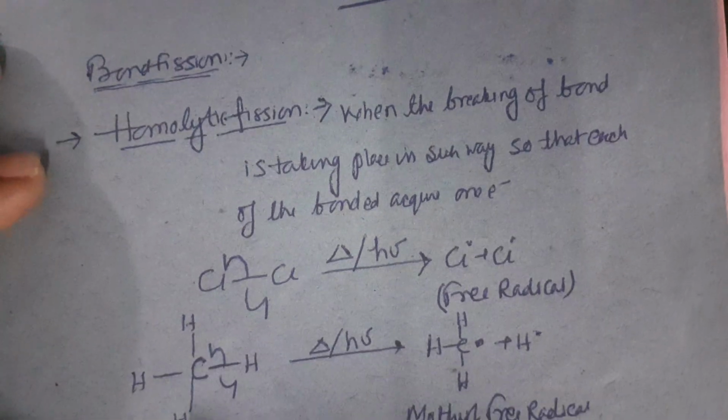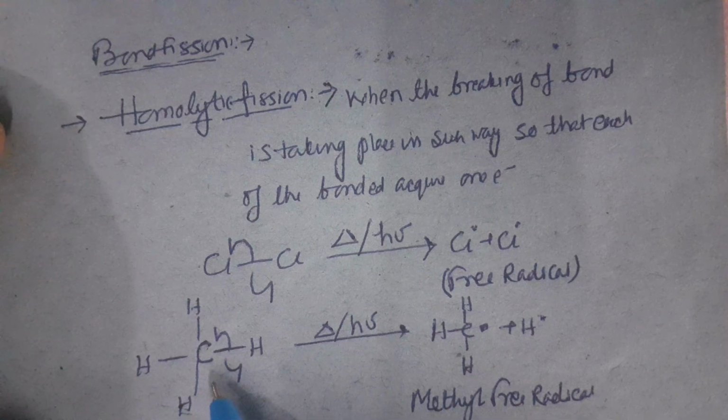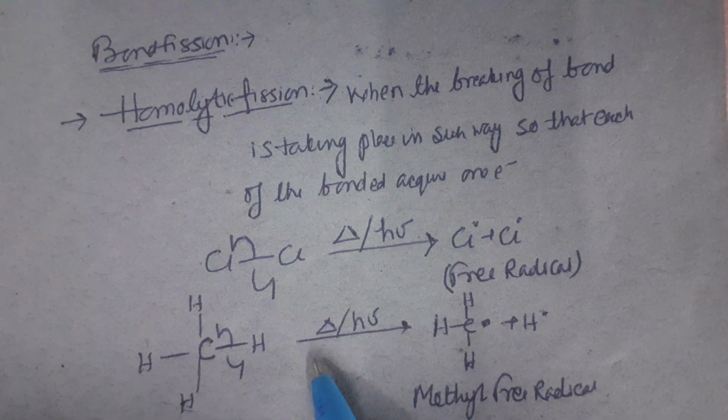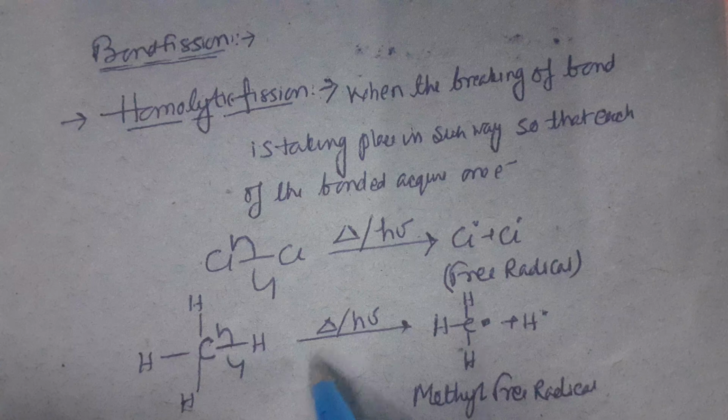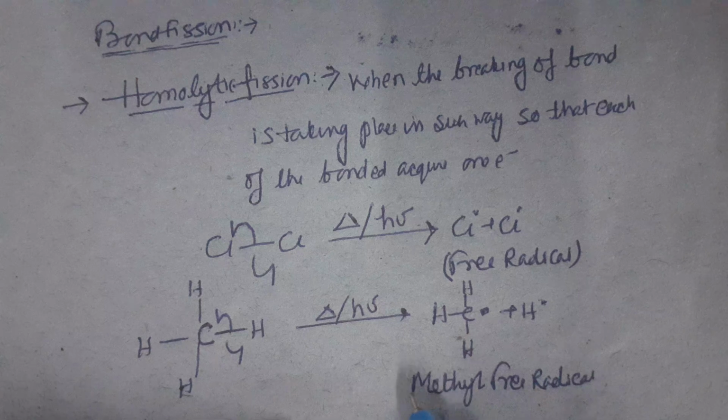In the second example, you can see that we have taken methane molecule, and in this example, the bonded atoms are different, one of which is carbon and the other one is hydrogen. So when we apply heat or light, it results in the formation of methyl free radical and hydrogen free radical.